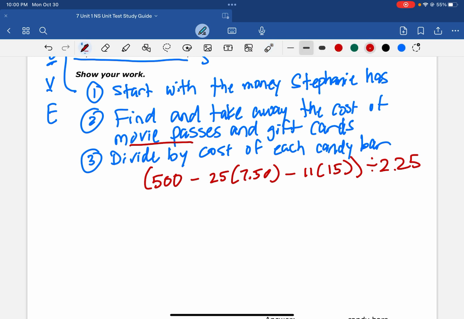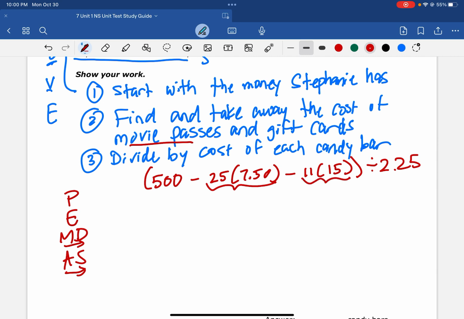Because we have multiple operations, we should be using PEMDAS, and PEMDAS is 4 steps. Are there any parentheses here? Yeah, we're working on it. And inside parentheses, what do we have? We don't have any exponents. We don't have any multiplication. Actually, we do. So we have 25 times 7.50. And then we also have 11 times 15.